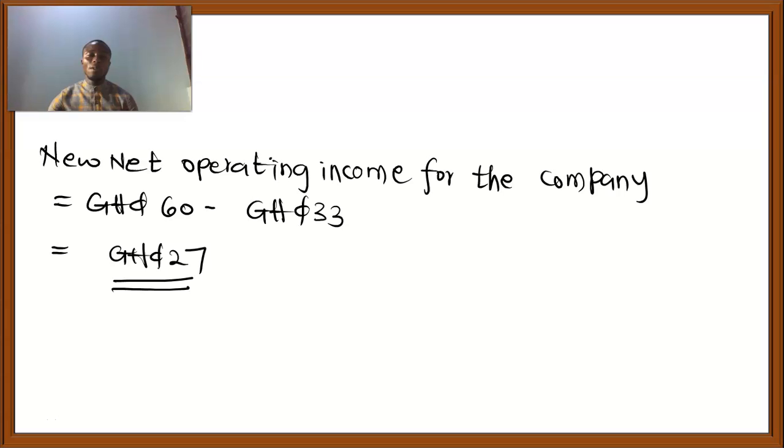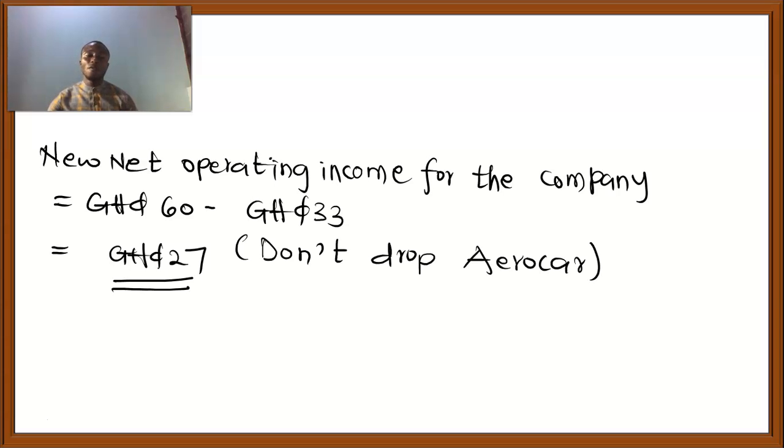Because dropping EROCA will lead to a negative effect on the net operating income for the entire company, it means it will not be prudent, or it will not be advisable to drop that particular line of business. So the advice is that they shouldn't drop EROCA, because it is going to have a negative impact on the total operating income for the entire company. So this is the first approach in tackling a question of this nature.